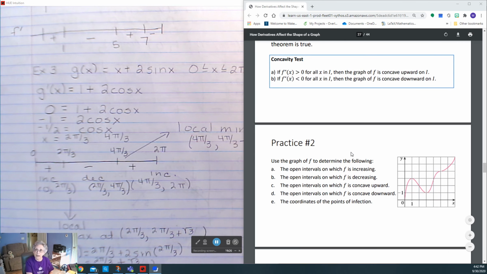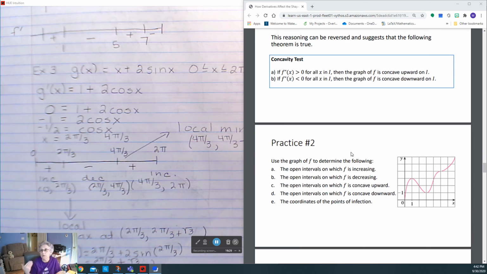So just looking at a graph, you should be able to look at it and know whether it's increasing, decreasing, concave up, concave down. Points of inflection are where we change from concave up to concave down or vice versa. So where you change concavity is an inflection point.